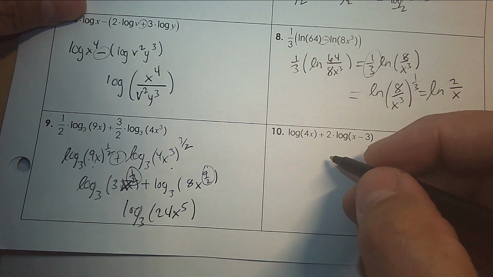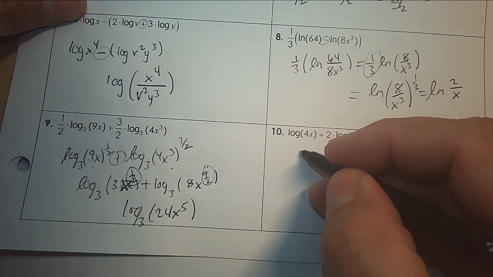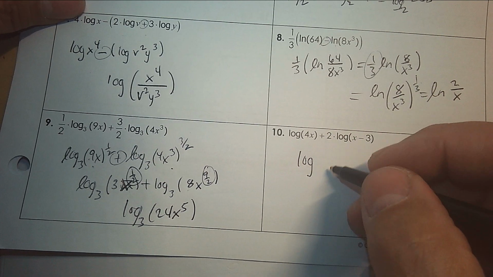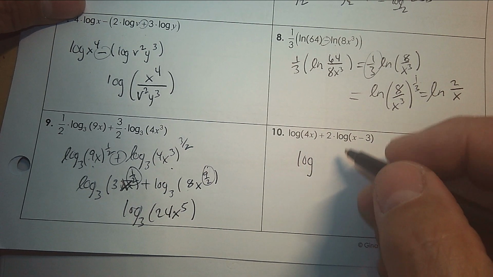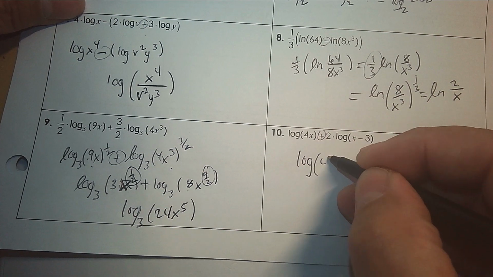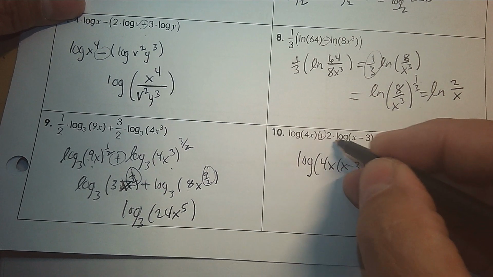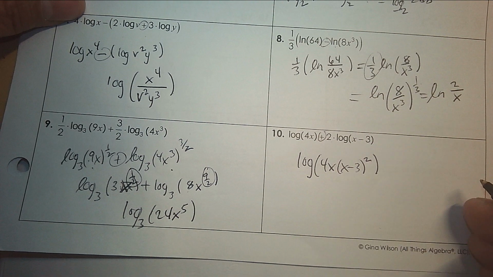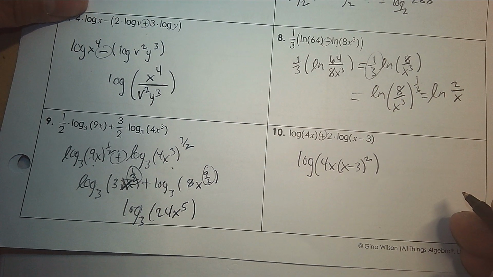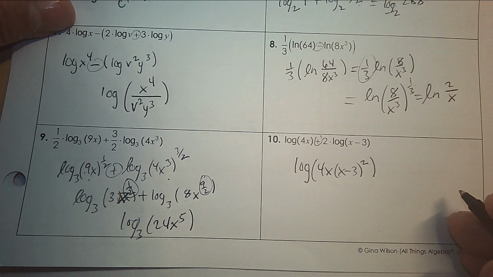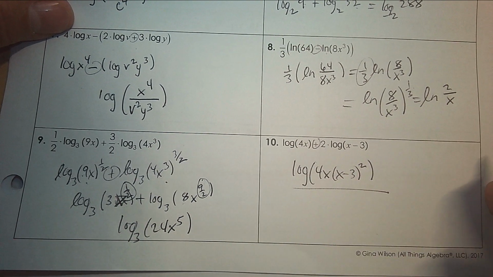Here, the bases are the same. So I have log. I'm adding, so I have 4x times x minus 3, but the 2 is the square for the x minus 3. Honestly, you could leave the answer just like that. Turn the page.